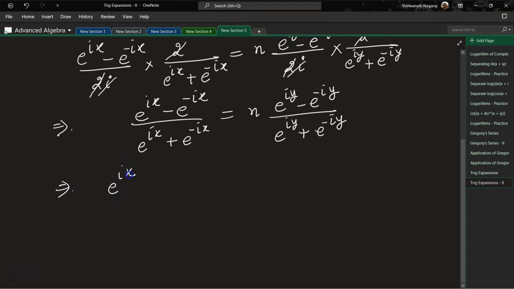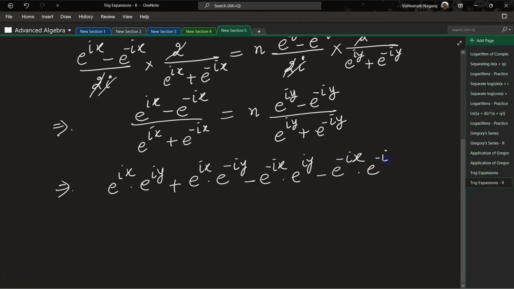E to the power of i x times e to the power of i y plus e to the power of i x times e to the power of minus i y minus e to the power of minus i x times e to the power of i y and minus e to the power of minus i x times e to the power of minus i y. This is the left hand side. Now the right hand side.